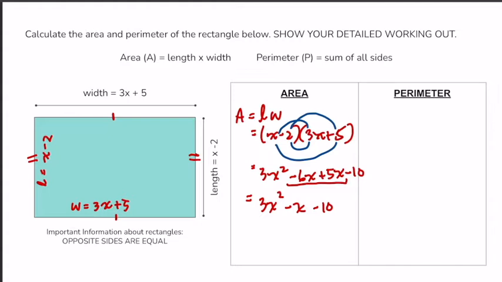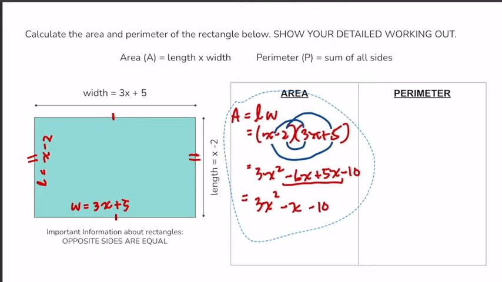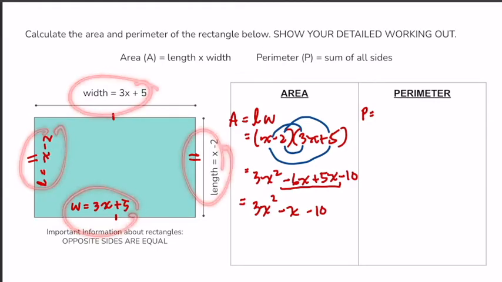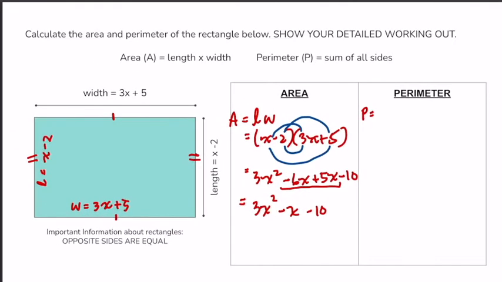That was one of our lessons a couple of weeks ago, okay? So now let's work on perimeter. Let me just move this a little here, okay? So perimeter is the sum of all sides. So that means this plus this plus this plus this, okay? So there are several ways of writing this. First, I can just do exactly what I did, okay? This plus this plus this plus this. So you end up with 3x plus 5 plus x minus 2 plus 3x plus 5 plus x minus 2.